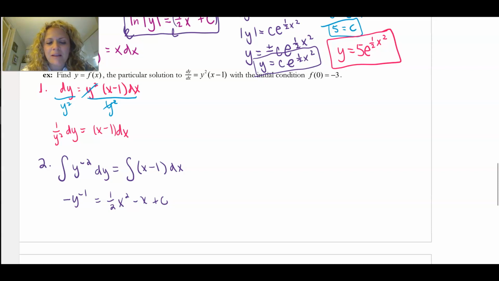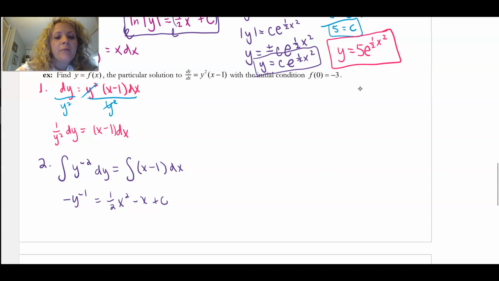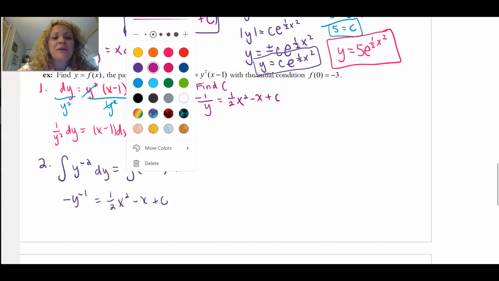I'd probably rewrite this first before I do that. In this step I'm going to say find c. Instead of writing this as -y to the -1 power, I would probably rewrite this as 1 over y, or sorry, -1 over y. But from here, see if you can plug in the initial condition and find c for yourself. So go ahead and pause the video and try that. All right, I'm assuming that you paused.